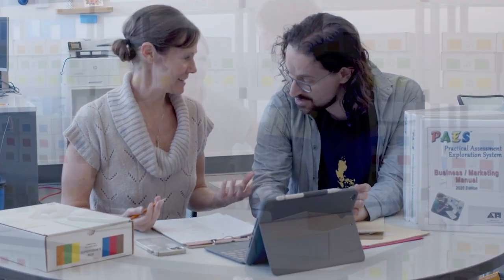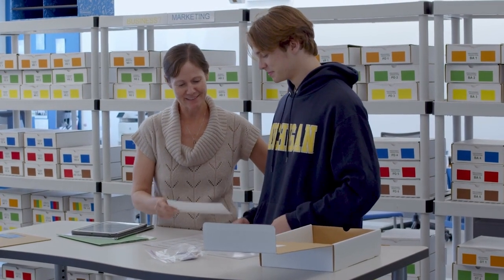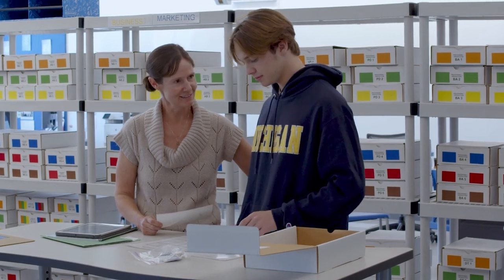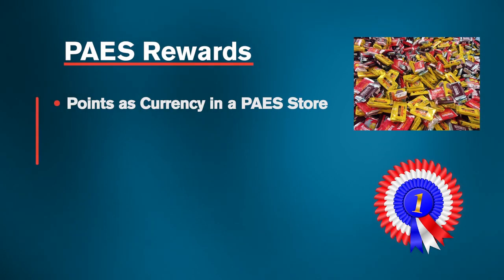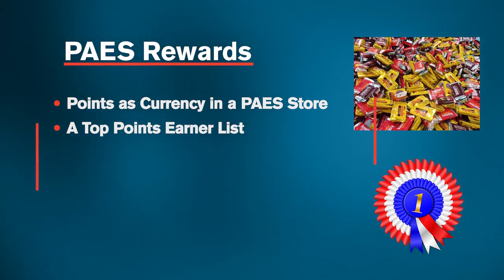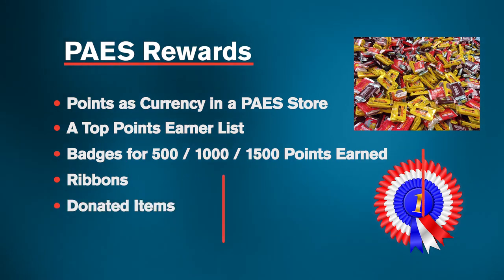Supervisors are encouraged to come up with rewards for points earned to incentivize employees. Points are often treated like currency so that employees can use their points to purchase items or other incentives in a school store. Meanwhile, other incentives of the past have included a top points earner list, badges for 500, 1,000, and 1,500 points earned, or rewards like ribbons or donated items offered in exchange for points. Be creative. Whatever you think will encourage your employees to do their best to earn points.